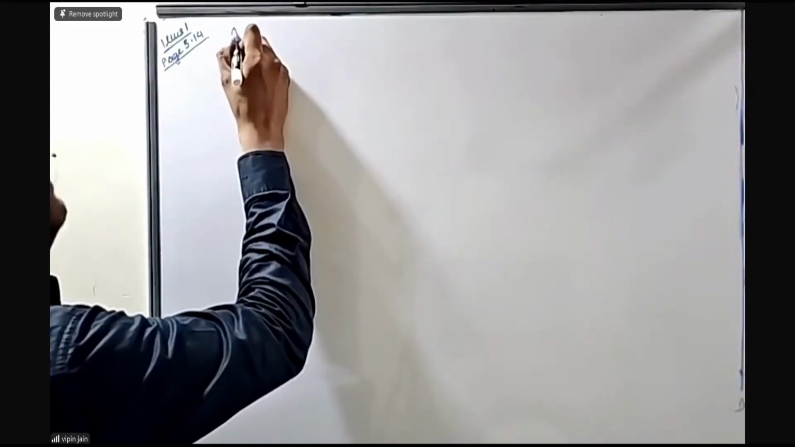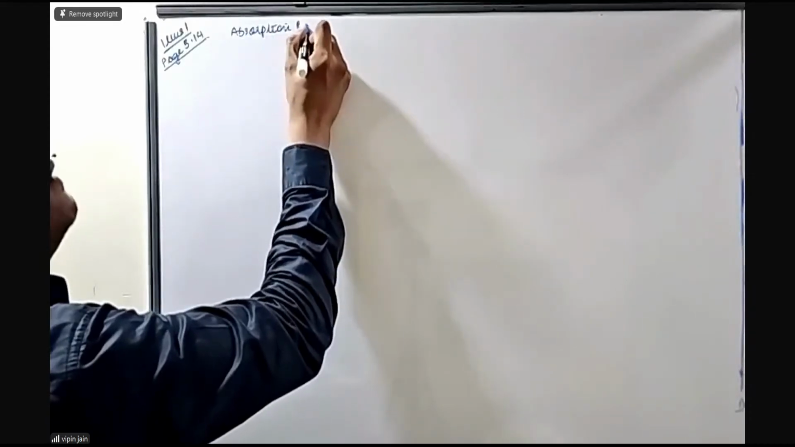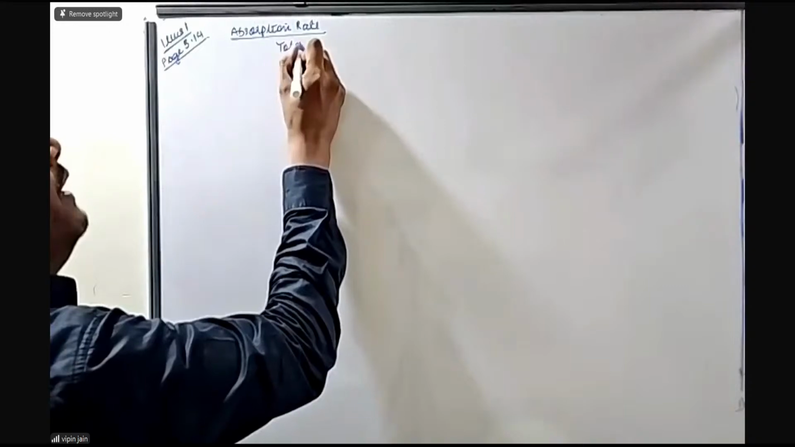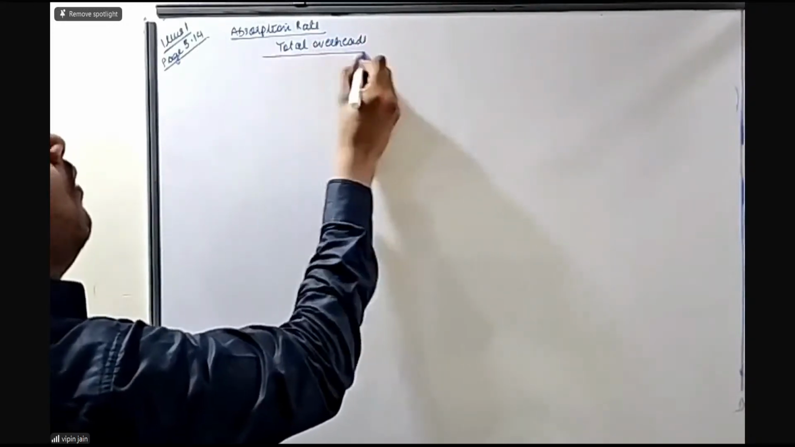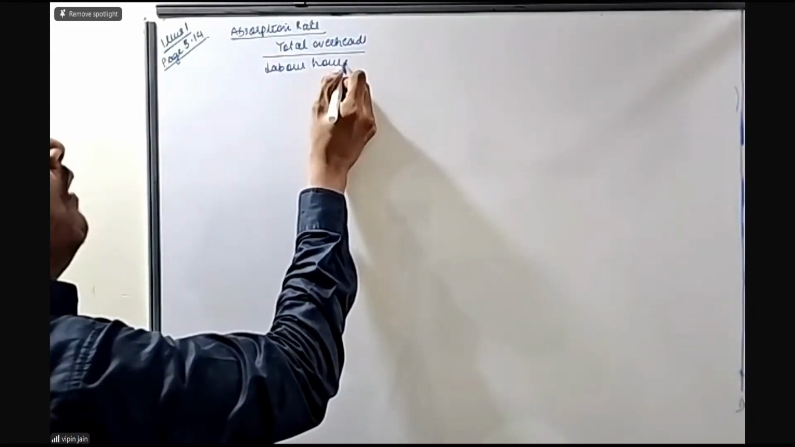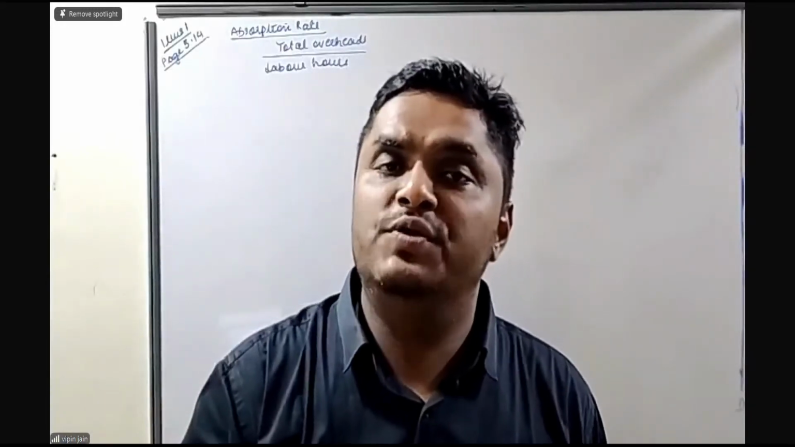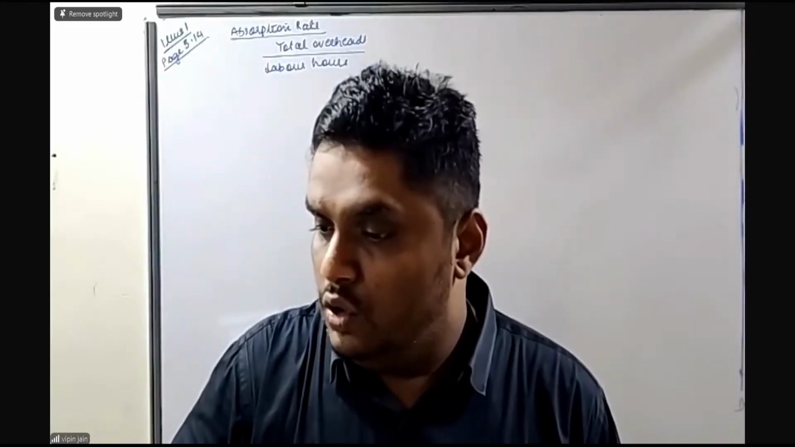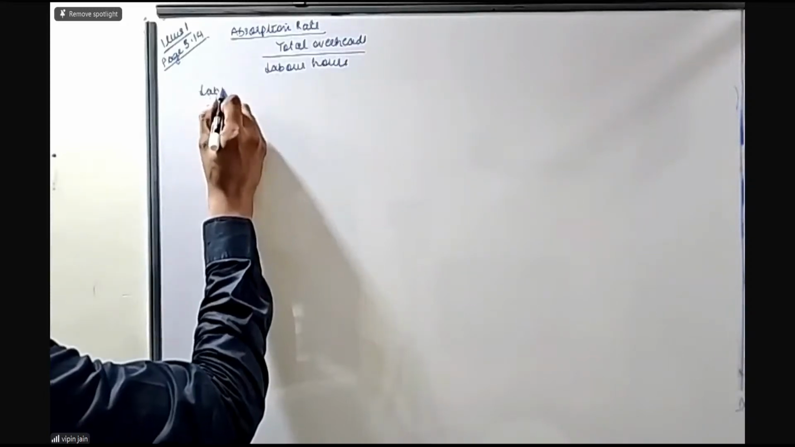So herein, calculation of absorption rate. Herein, total overheads divided by labor hours. I'm using labor hours because it is clearly mentioned in the question that you have to absorb the overheads on the basis of labor hours. So when talking about the labor hours, we need to calculate separately for A, B, and C.